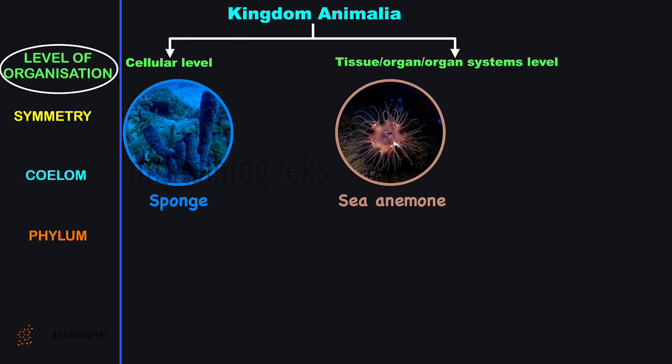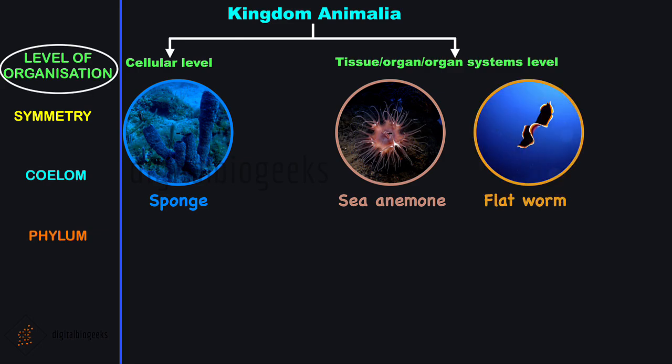Tissue level. Here, the cells that perform the same function are arranged and modified to form tissues. Sea anemones and sea pens are examples of animals that have a tissue level of organization. These animals come under the phylum Coelenterata.